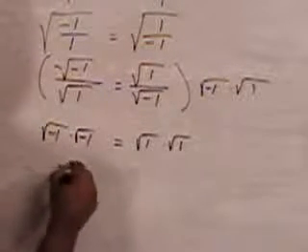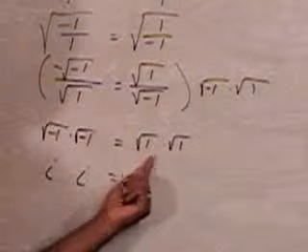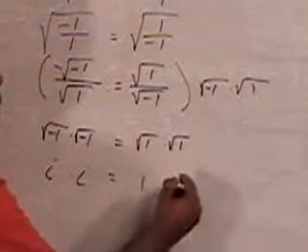The square root of negative 1 is actually i. Square root of negative 1 again is i. Square root of 1 is 1. Square root of 1 is 1.